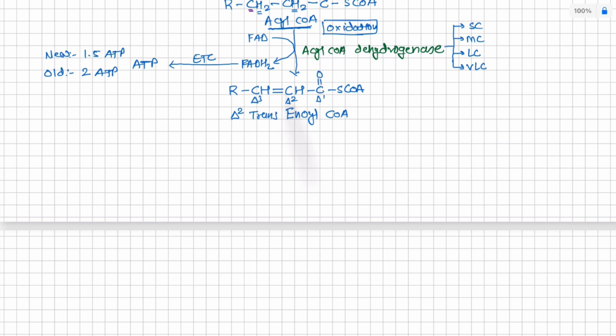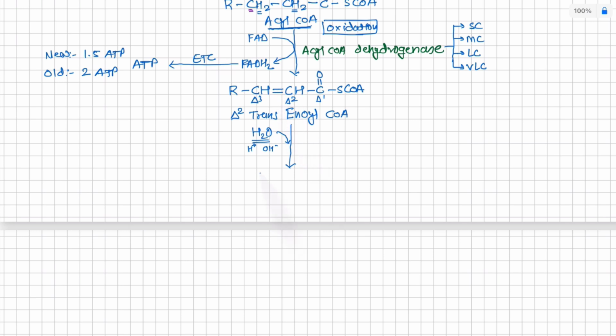So first, our body tries to get rid of this double bond. To get rid of this double bond, one water molecule is added. What does this water molecule do? This water molecule dissociates into H plus and OH minus. This OH minus binds with this delta 3 carbon and this H plus binds with this delta 2 carbon. So both get a new molecule and this double bond gets converted to a single bond.